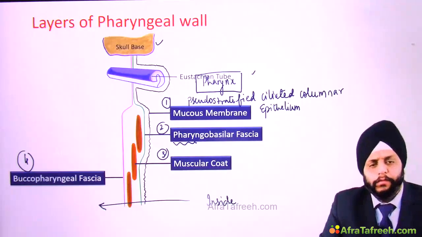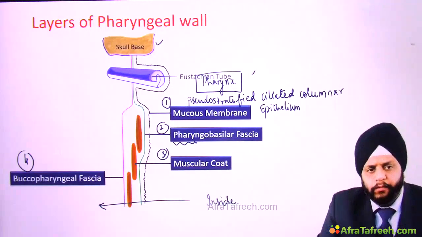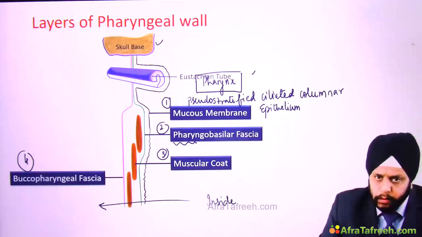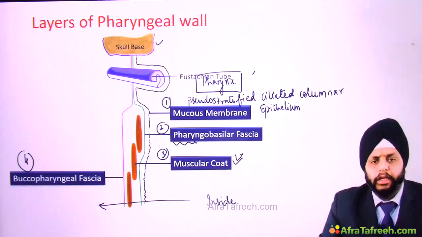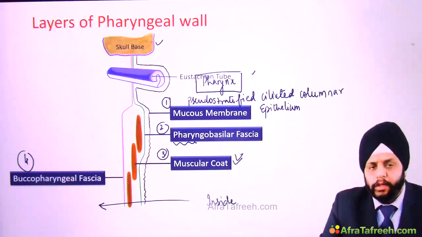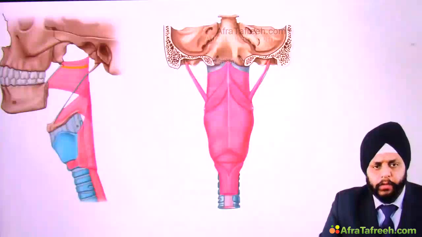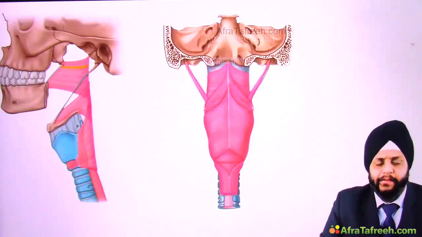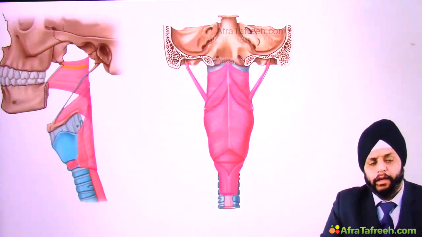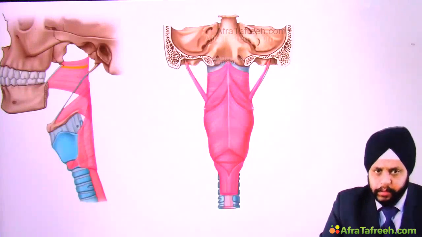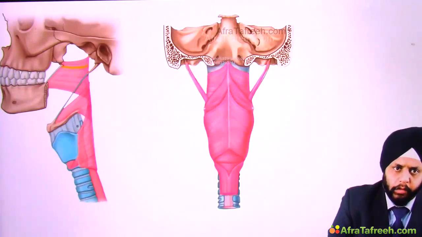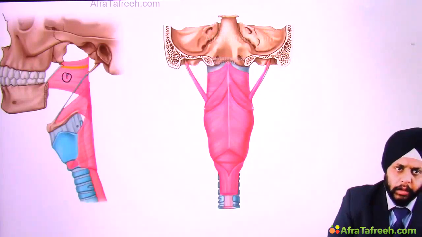Now, out of these 4 layers, the most important layer for us to study is the muscular coat. So let us study this layer in further detail. Okay, let's look at this diagram. So once we look at this diagram, we can see that the wall of the pharynx is made up of 3 muscles. Okay, you can see over here 1, 2, and 3.